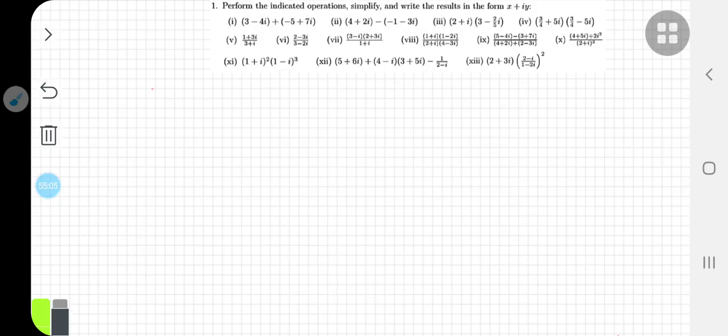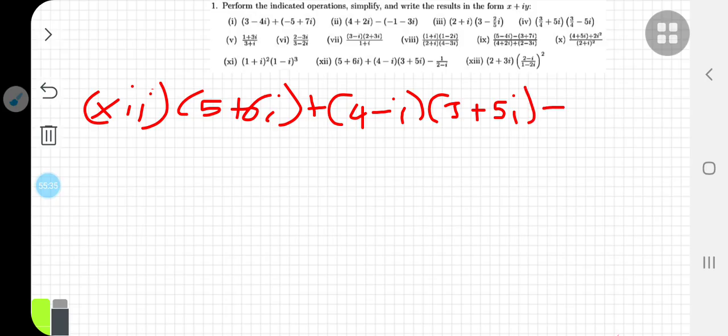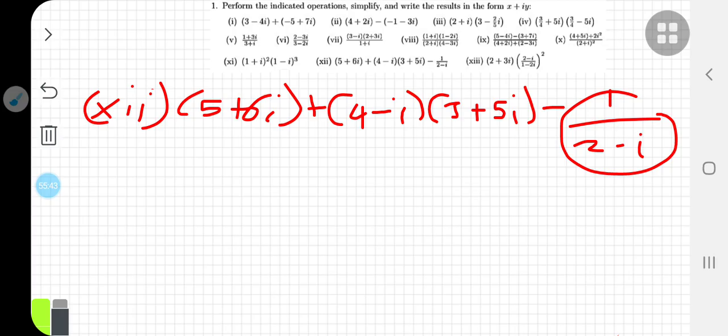Let's look at 12. Part 12 is saying 5 plus 6i, added with 4 minus i, then multiply this with 3 plus 5i, then subtract 1 over 2 minus i. So the first part, let me try to work on that.